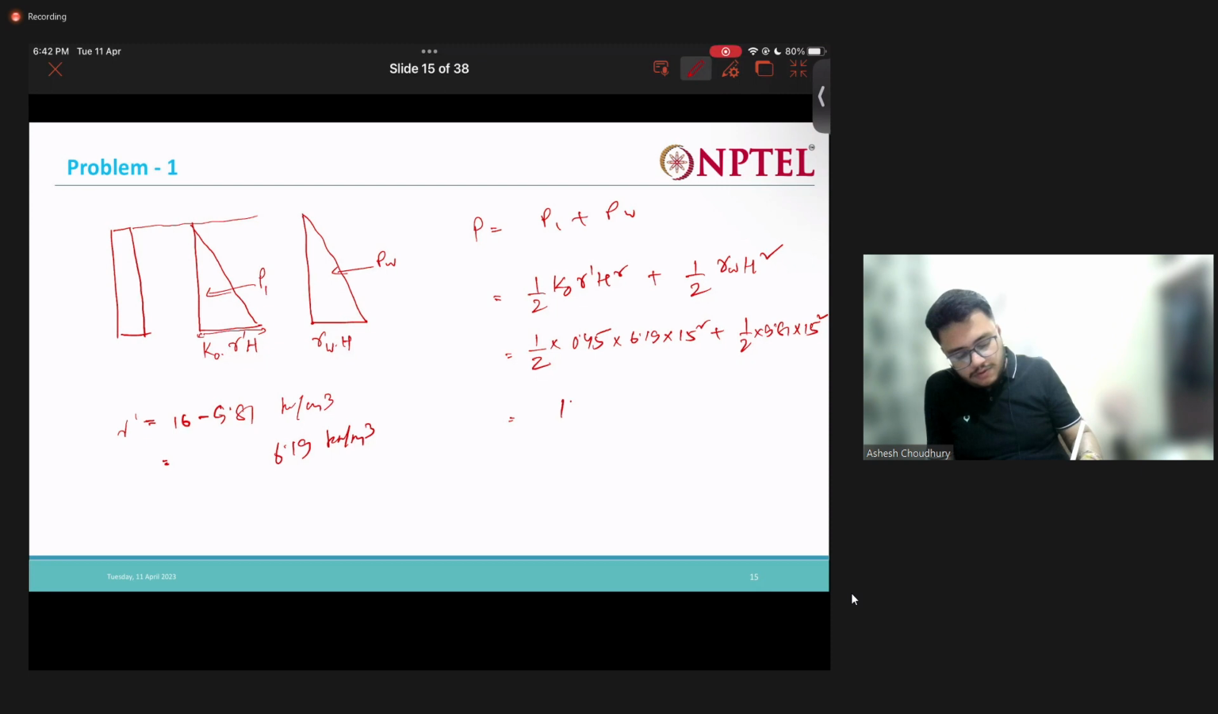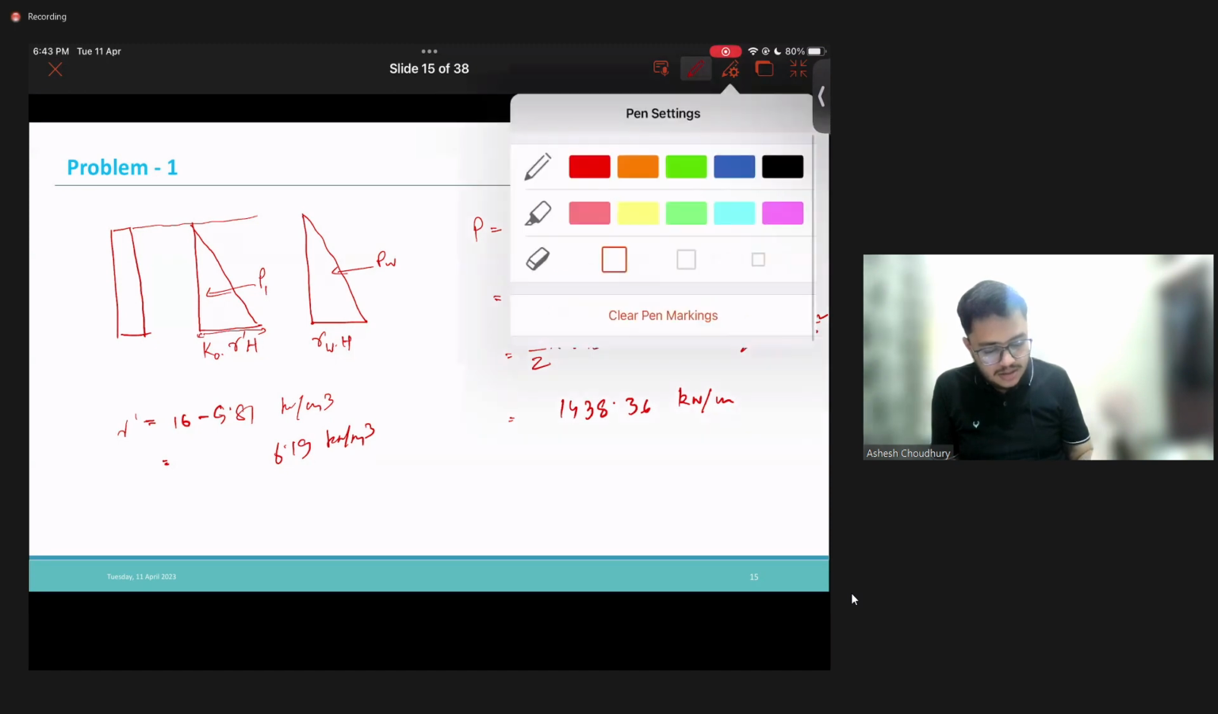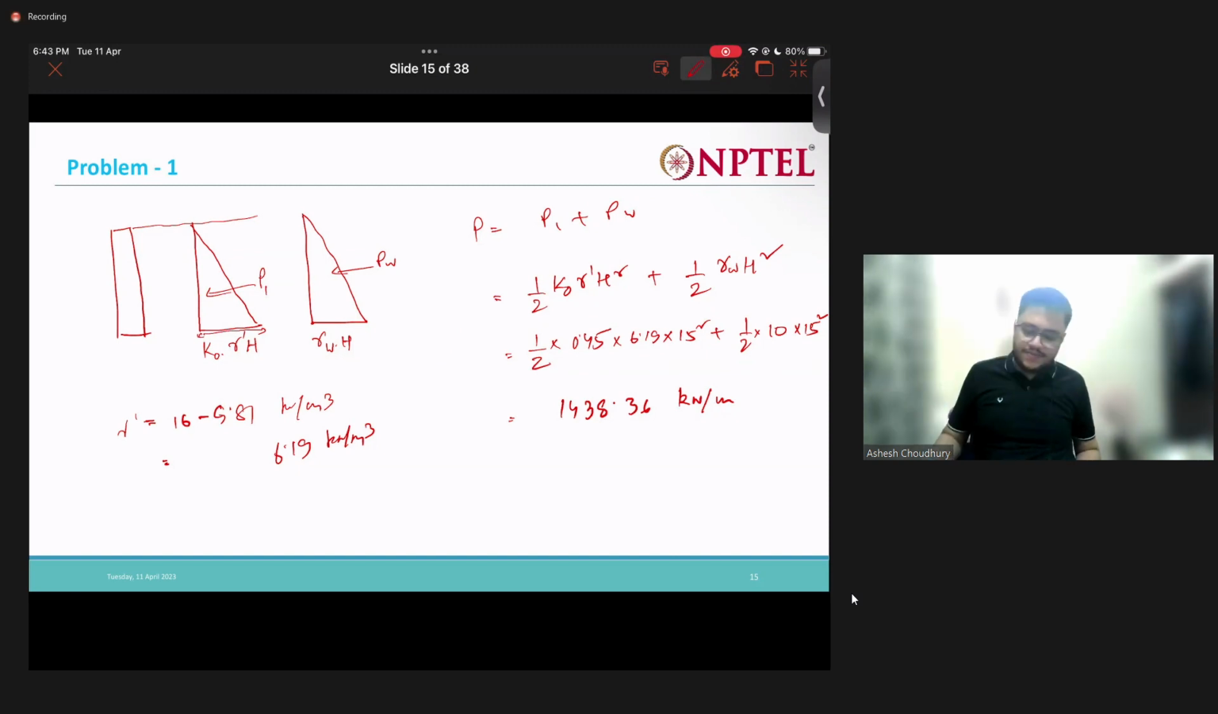1438.36 kilonewton per meter, right? And water gamma W, did you take 9.81 or 10? I have taken 10. Okay. You take 9.81 if nothing is mentioned. So it will change slightly, but it's okay. The main thing is the approach.